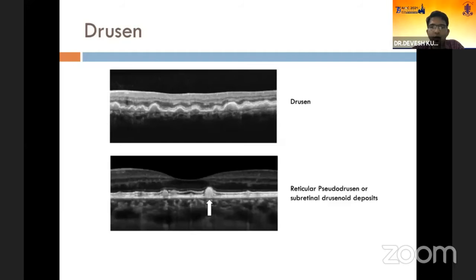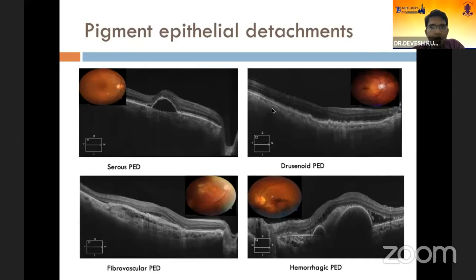Drusen appear as deposits present beneath the retinal pigment epithelium, and these are homogeneous and give an undulating appearance to the retinal pigment epithelium. However, sometimes the drusen can occur on the apical surface of the retinal pigment epithelium, that is, between the retinal pigment epithelium and the retina, and these are known as subretinal drusenoid deposits or reticular pseudodrusen.